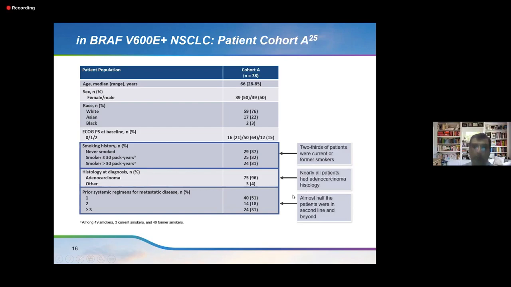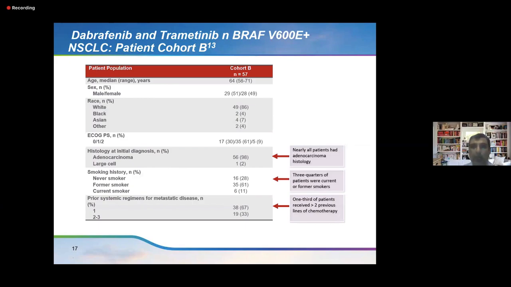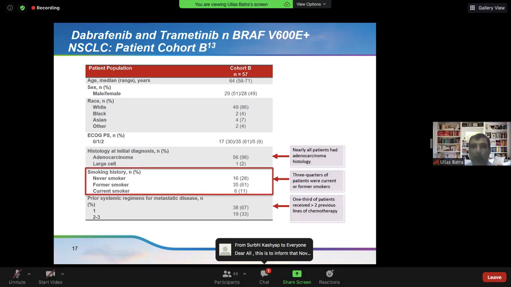Mostly all of them had adenocarcinoma, and cohort A had basically people who had taken second line and beyond. Now we all know that in treating lung cancer, third line responses are very, very few. Similarly, again, the cohort was matched even in cohort B. 3/4 of the patients were current or former smokers, and patients had received chemotherapy. That's very, very important. What I want to show you is that basically people with smoking have got a BRAF mutation.